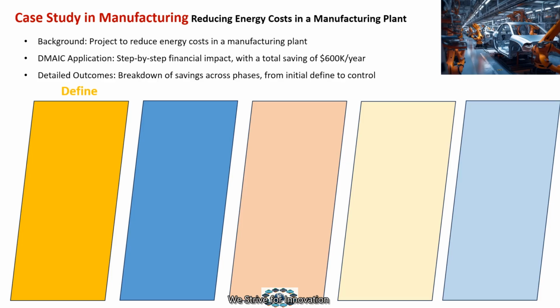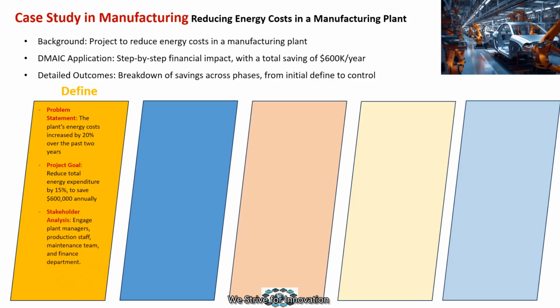There is a problem statement. The plant energy cost has increased by 20% over the past 2 years, which impacted overall profitability. What's the project goal? We want to reduce total energy expenditure by 15%, aiming to save approximately 600,000 annually based on last year's total energy cost of 4 million.